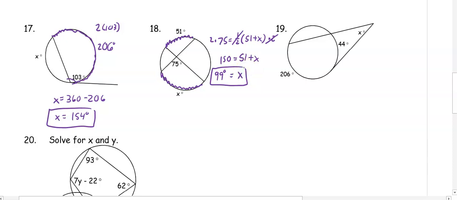Number 19, again, our angle is outside the circle. It's intercepting the arcs that are 44 and 206. So we would have x equals 1/2 of 206 minus 44. Remember to put your bigger arc first when you are subtracting. So we would get x is equal to 81 degrees.